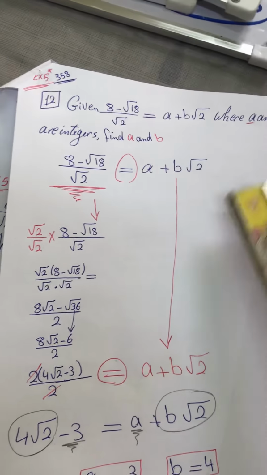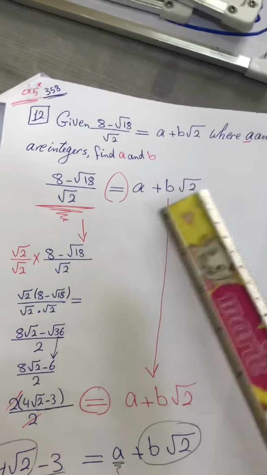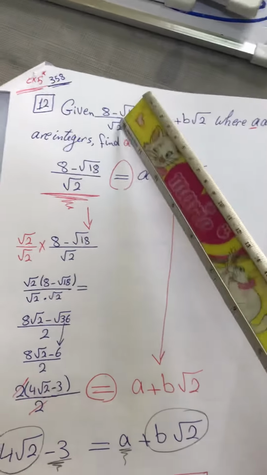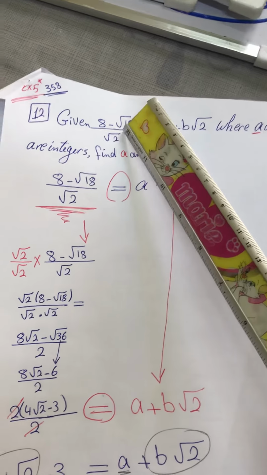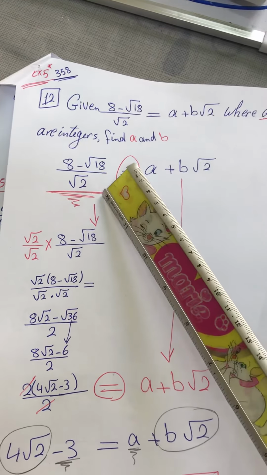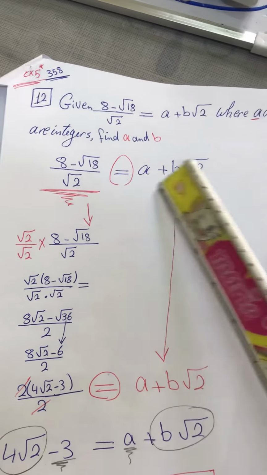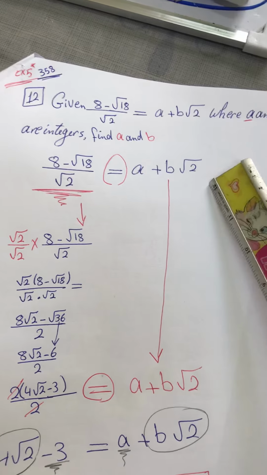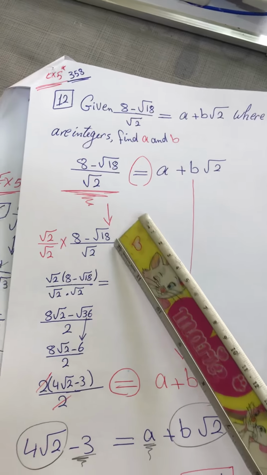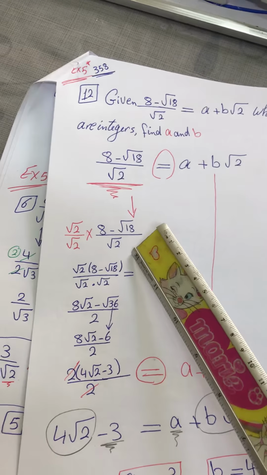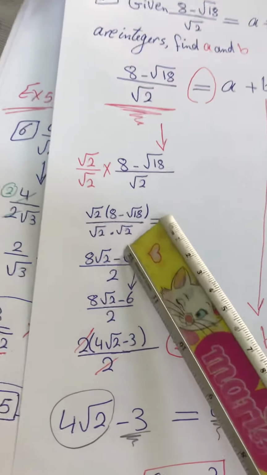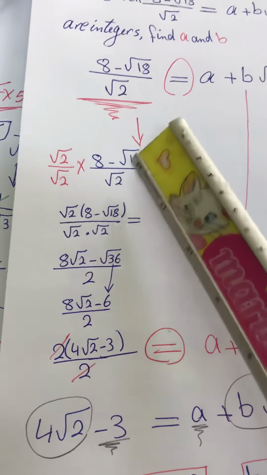I'll work with one side in the beginning and try to reach the other side with it. I'll take the left side here. What I have in the left side is the fraction 8 minus square root of 18 over square root of 2, equal to a plus b square root of 2. I'll take this part and start to solve it. Rationalize it, multiply by square root of 2 up and down, and complete your solving.